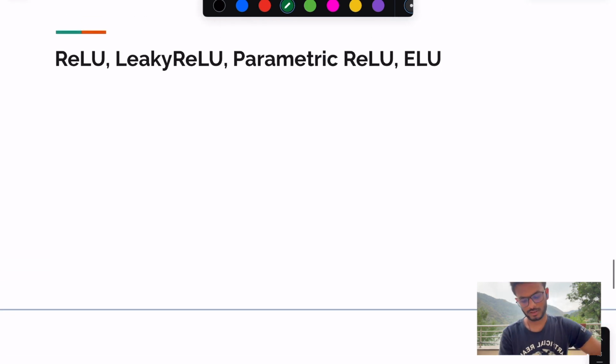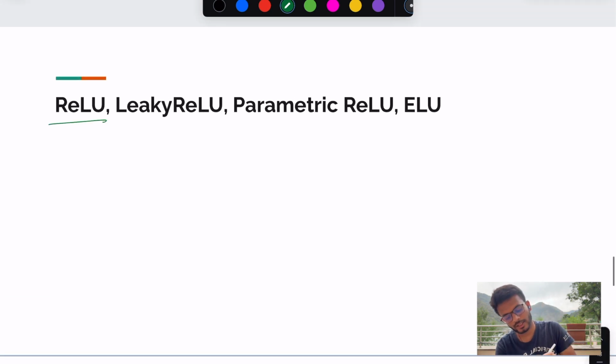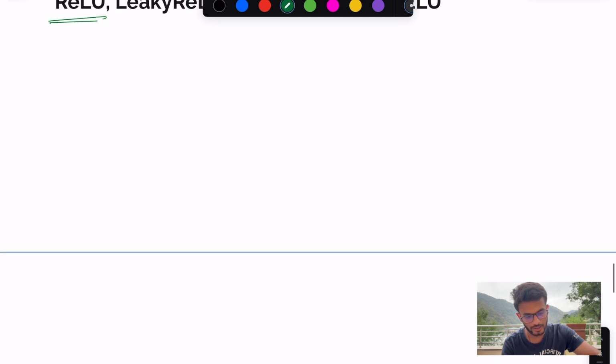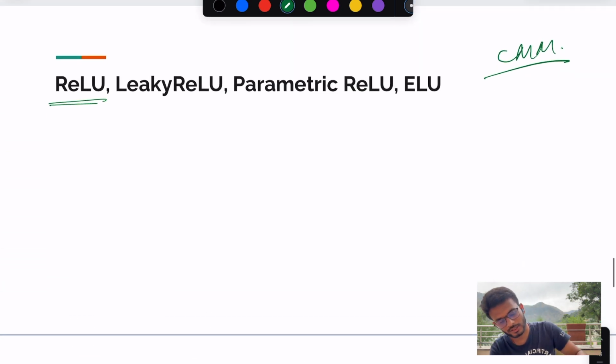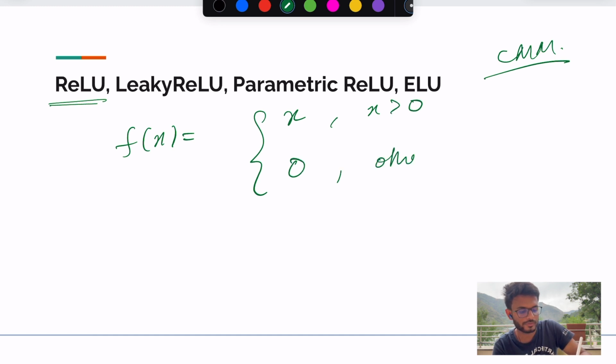Then this set of functions, leaky ReLU, ReLU, parametric ReLU, and ELU, are important. Currently ReLU is, you can say, the state of the art everywhere in all the CNNs, convolutional neural networks. ReLU is used mostly. We'll go through some other advanced activation functions for now. So ReLU is basically f of x equals x if x is greater than 0, or 0 otherwise.